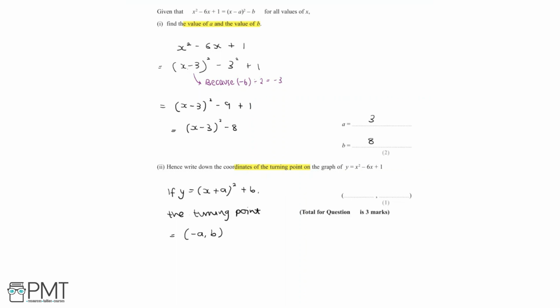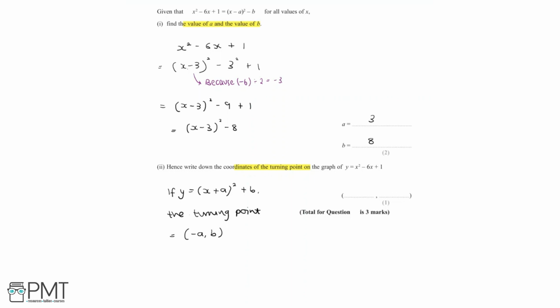And this rule is that if y is equal to (x plus a) all squared plus b, the turning point is equal to (minus a, b). So the x-coordinate of the turning point would be the opposite of what's inside the bracket. For example, if we had minus 4 in the brackets, the x-coordinate of the turning point would be plus 4. But if we had plus 8 in the brackets, the x-coordinate of the turning point would be minus 8. And b just stays the same.